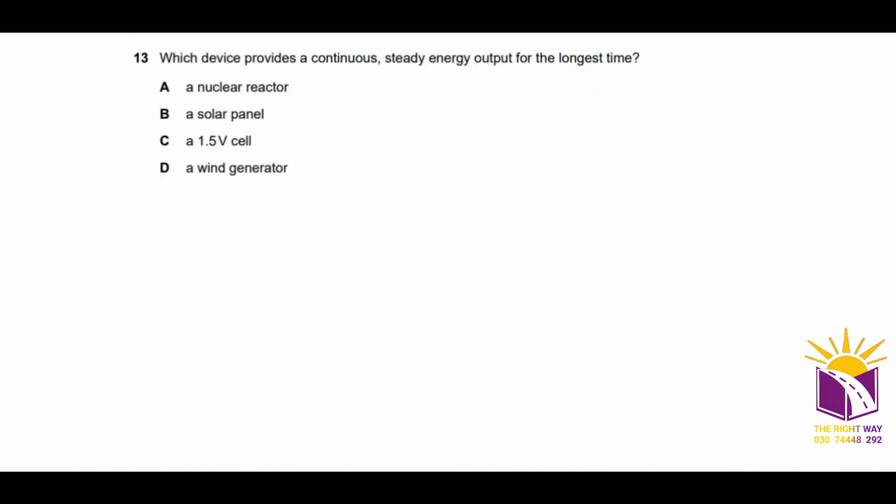Question number 13, which device provides a continuous steady energy output for the longest time? So steady energy and for the longest time. Solar panel and wind generator are not the steady energy output. They are going to get off when there is no wind or there is no sunlight. A 1.5 volt cell or a nuclear reactor. So a nuclear reactor is a steady source and it is for the longest time. So A is the right answer.